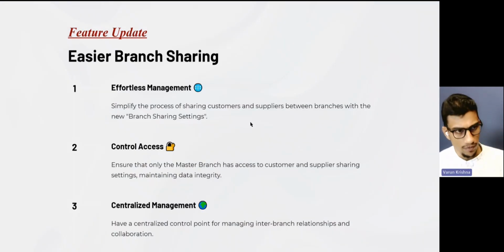Moving forward, the next feature update, easier branch sharing. This is a beautiful thing. Effortless management. Simplify the process of sharing customers and suppliers between branches with the new branch sharing settings. And then control access. Ensure that only the master branch has access to customer and supplier sharing settings, maintaining data integrity, and we have centralized management. Like have a centralized control point, which will be the master branch, for sharing, inter-branch relationship, and collaboration. So let's get into the details here.